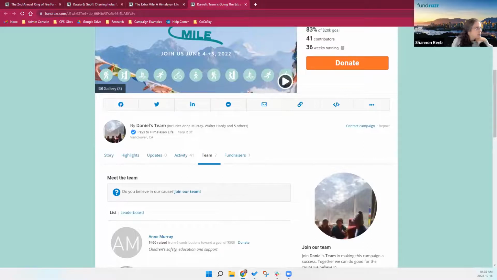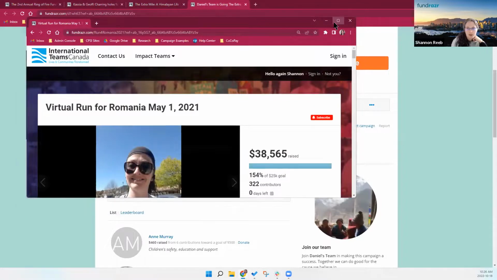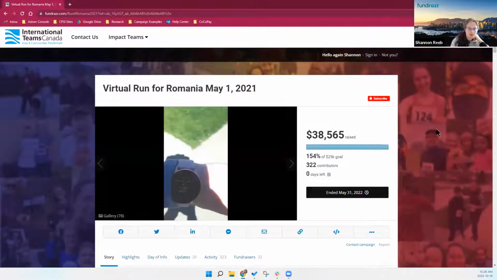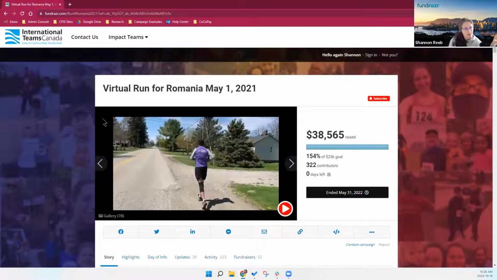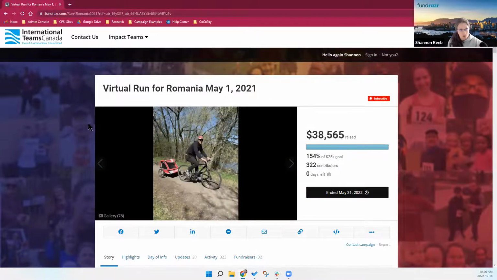But the last peer-to-peer campaign I'm going to show you is this one. This is the virtual run for Romania. So again, this one has ended. This is the main campaign. If it was live, you would still see the register button and the contribute button. But I wanted to show you this because Run for Romania is from iTeams Canada. It's a Canadian organization that raises funds for orphanages in Romania. But then COVID hit and they couldn't do their actual in-person event anymore. So they did a virtual event.